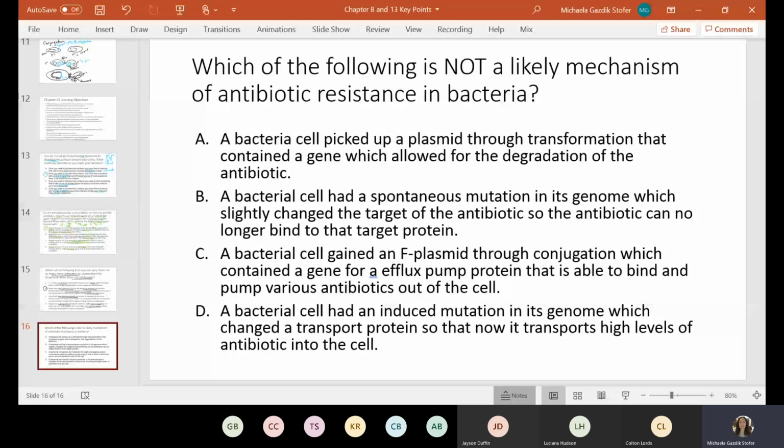B says the bacterial cell had a spontaneous mutation in its genome that changed the target of the antibiotic, so the antibiotic can no longer bind to that protein. C, the bacterial cell gained an F plasmid through conjugation. And on that F plasmid was also a gene for an efflux pump, and that's able to bind and pump various antibiotics out of the cell. And then D, the bacterial cell had an induced mutation in its genome that changed a transport protein, so now it transports high levels of antibiotics into the cell. So which one of these is not a likely mechanism for antibiotic resistance?